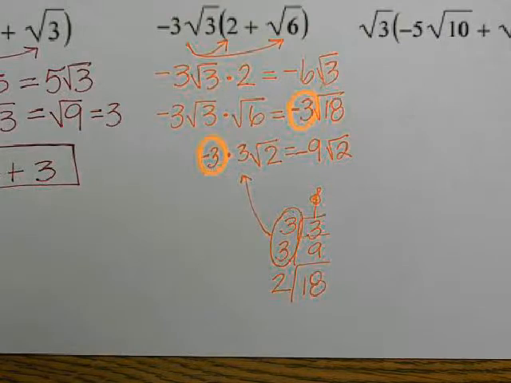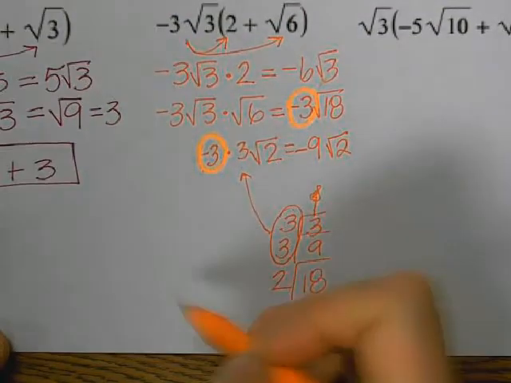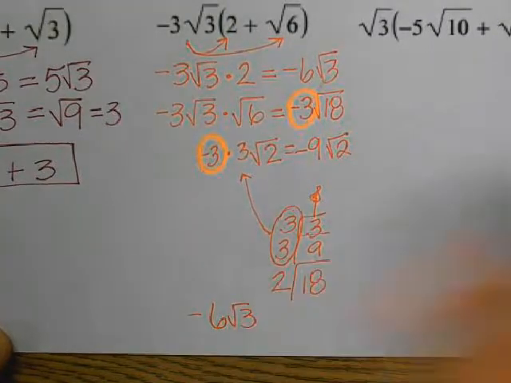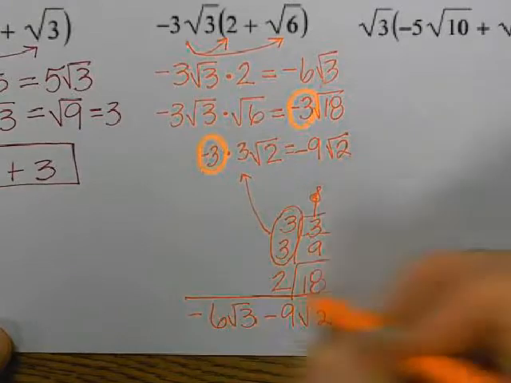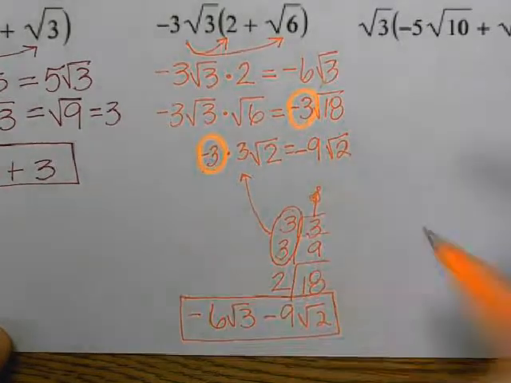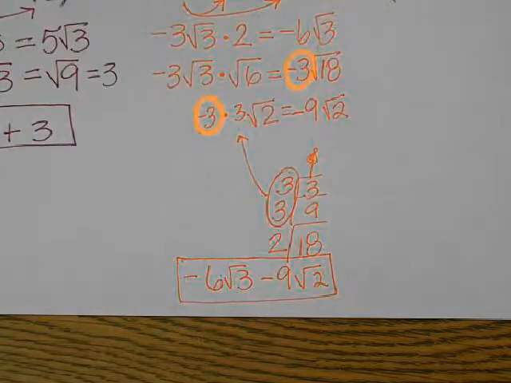So my two answers that I'm going to put together for my final product are -6 square root of 3 and -9 square root of 2. Notice when I wrote -9 square root of 2, it turned into a subtraction sign. Alright, so your task is to complete the rest of this booklet and then figure out what is next on your list of things to do.